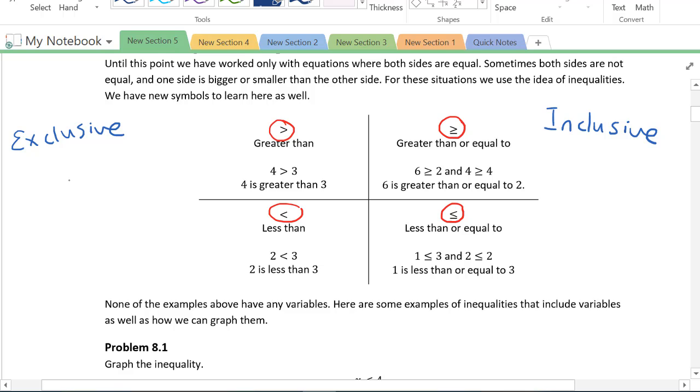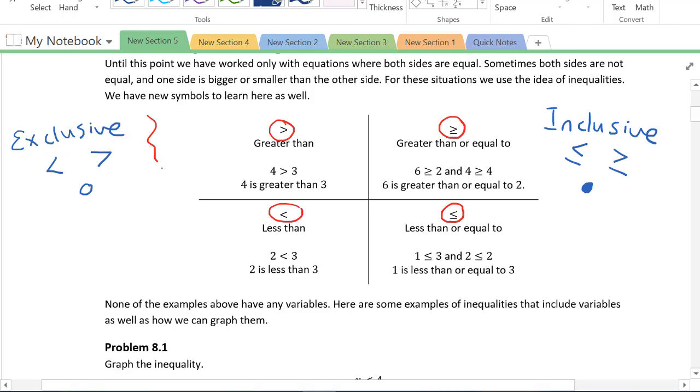Exclusive means that we don't include the endpoint. So exclusive would be the less than inequality and the greater than inequality, and we use an open circle to represent them. The inclusive category includes the less than or equal to symbol and the greater than or equal to symbol. The ones with the line underneath are inclusive, which means we include the endpoint, and we use a closed circle to represent them. Okay, so keep that in mind.